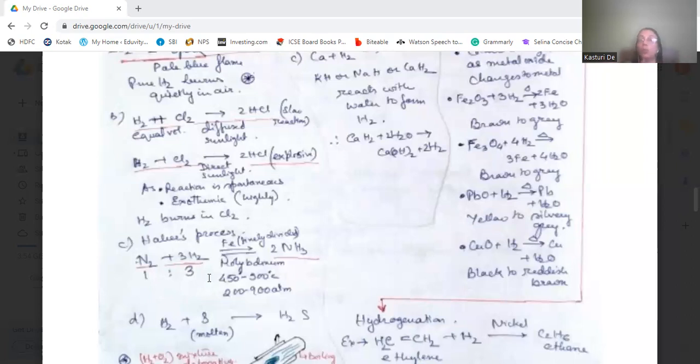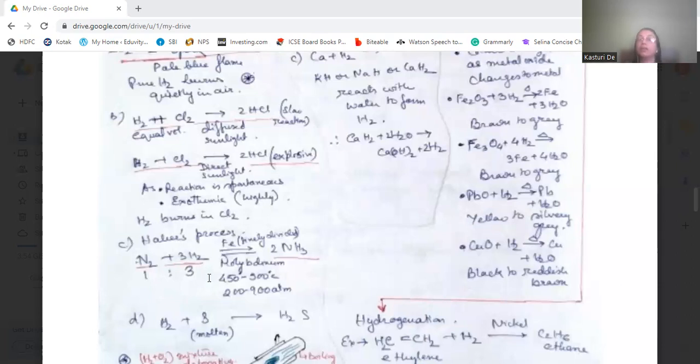So 1 part of nitrogen combines with 3 parts of hydrogen in the presence of finely divided iron as catalyst and molybdenum as promoter. The temperature should be 450 to 500 degrees centigrade and the pressure should be 200 to 900 atmospheres to form ammonia. This reaction is a reversible reaction. If the conditions are reversed, then again nitrogen and hydrogen get separated.